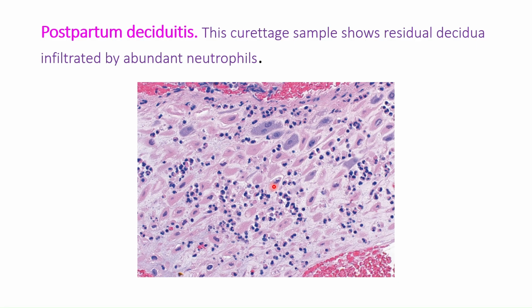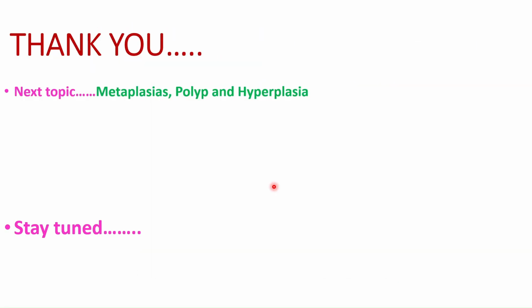So these are the topics like pregnancy-related changes or hormonal therapy effect or endometritis. Whenever we see endometrial biopsy, we have to keep in mind these changes, and we have to take proper clinical history to rule out all these causes.